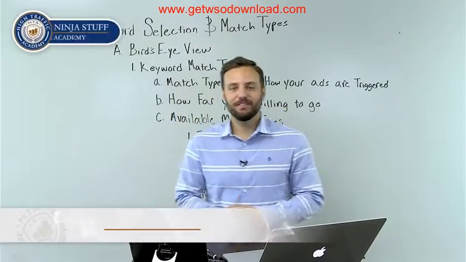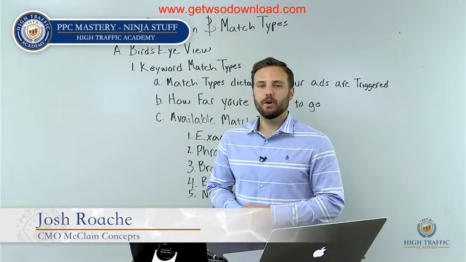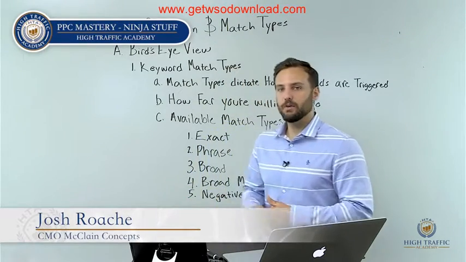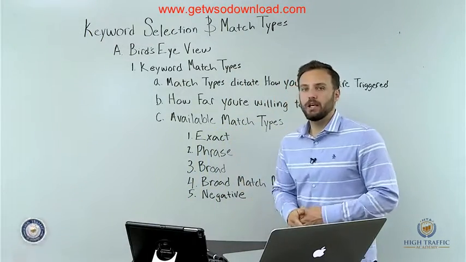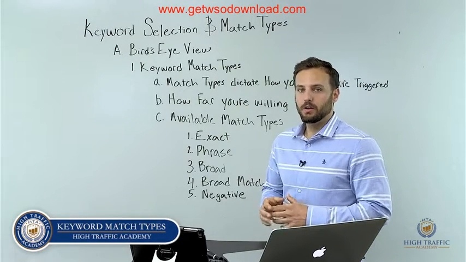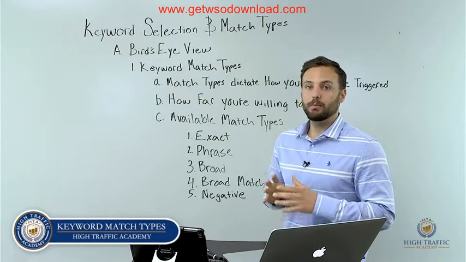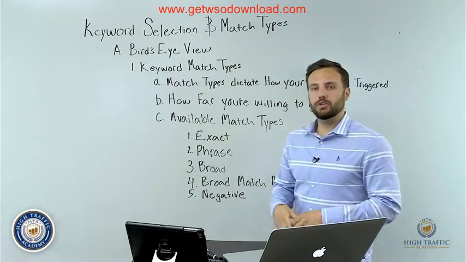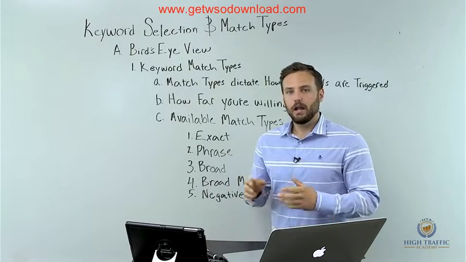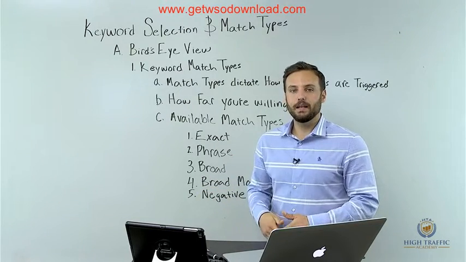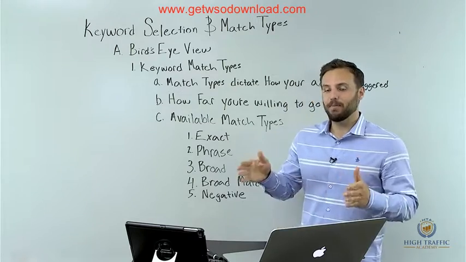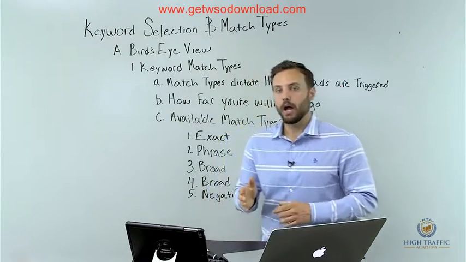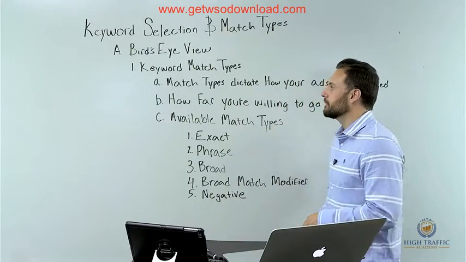Welcome back, everybody. In our last video, we went over keyword types, and that was long tail and short tail keywords. In this video, we're going to be going over keyword match types, which is crucial to understand if you're setting up a pay-per-click marketing campaign. So in this video, we're just going to go over, at a high level, what match types are and what match types are available. And then in the next video, we're going to go into an in-depth breakdown of each match type and what that looks like for you guys, so you can get a full in-depth understanding.